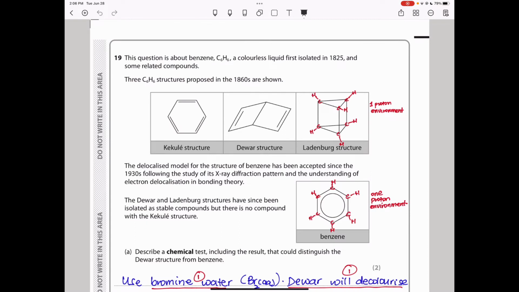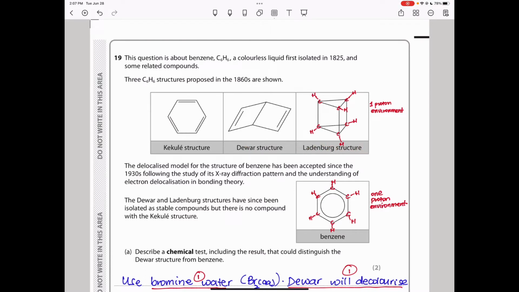Question 19, this question is about benzene, a colorless liquid first isolated in 1825, and some related compounds. They say 3 C6H6 structures proposed in the 1860s are shown. So there was the Kekulé structure, I think everybody knows about this. There was the Dewar structure and then the Ladenburg structure. So we had three structures.